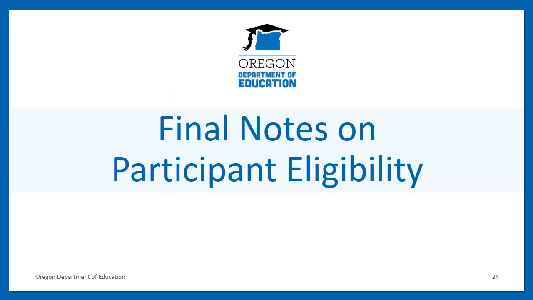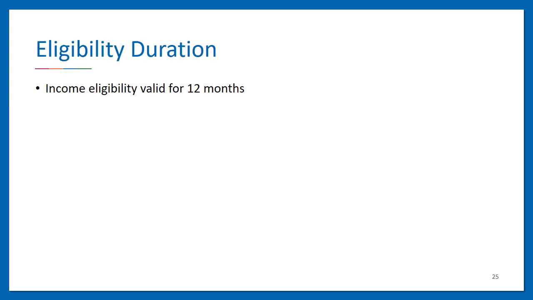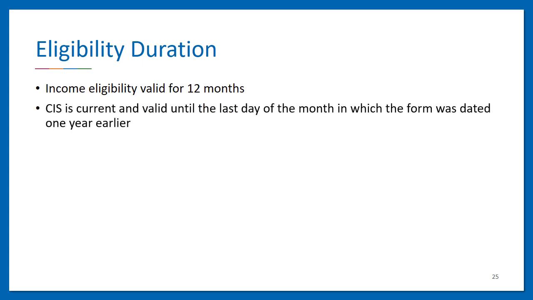There are a few key items to keep in mind regarding participant eligibility. First, income eligibility information is valid for 12 months and must be updated annually. Eligibility determinations cannot be made with documentation that is over 12 months old. CISs are current and valid until the last day of the month in which the form was dated 1 year earlier. This means that a form signed and dated by a sponsor on June 1st of 2023 is considered valid until June 30th of 2024.